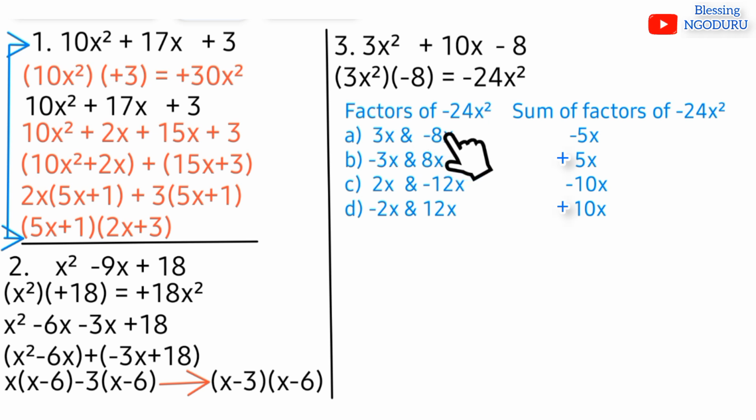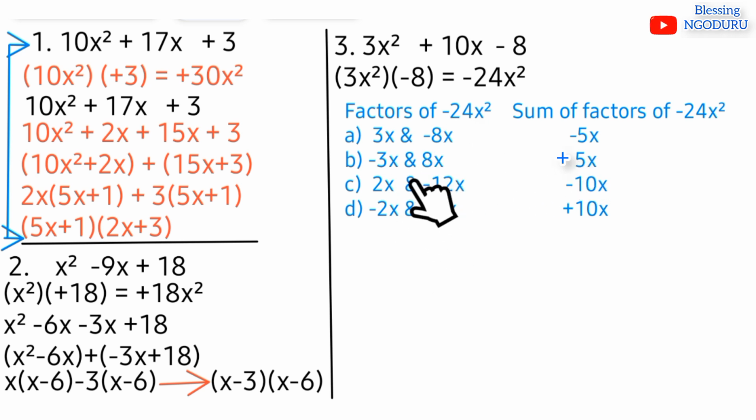3x and minus 8x gives minus 24x squared. The sum of 3x and minus 8x gives minus 5x. But we are looking for factors such that addition of the two factors will give positive 10x. Proceeding to the next factor of minus 24x squared, minus 3x and 8x gives minus 24x squared. Addition of the two factors, that is minus 3x and 8x, gives 5x.